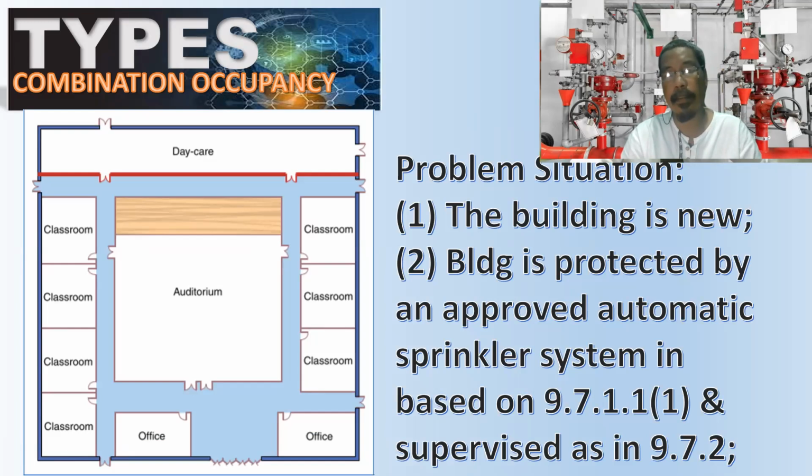And the conditions are: number 1, the building is new. Number 2, building is protected by an approved automatic sprinkler system in the building based on 9.7.1.1 paragraph 1 and supervised as in 9.7.2. Now take note this is chapter 4 of NFPA 101, which says about sprinkler system, automatic sprinkler system.